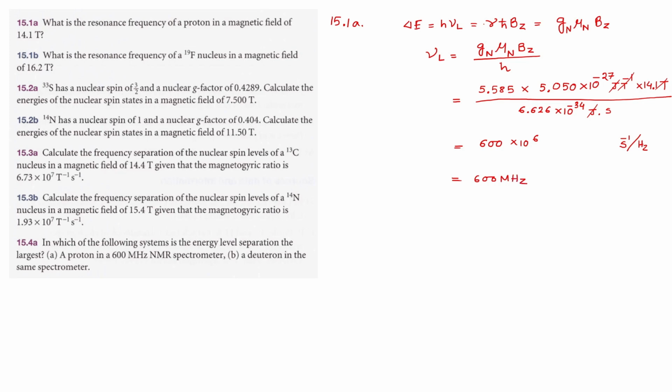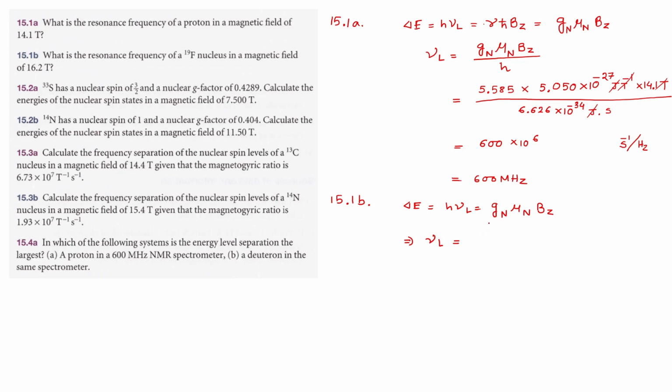Okay, so let us also solve the second problem. The second problem will be in line with that, 15.1b. Same question for 19F. So the first thing is to remember that delta E is not going to be changed. Delta E will be same. That is h nu L, and we equate that to Gn, nuclear magneton, and this thing. So your Larmor frequency, or the resonance frequency, will be the same.